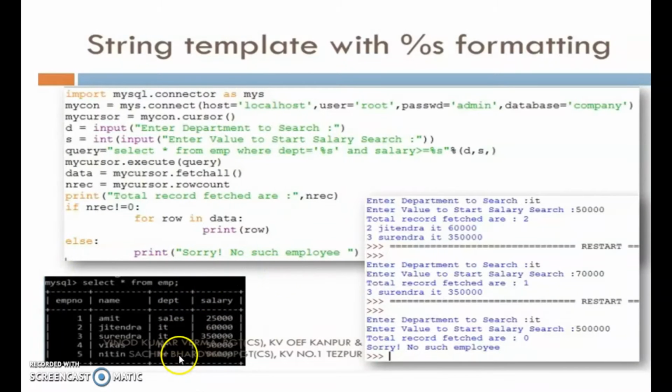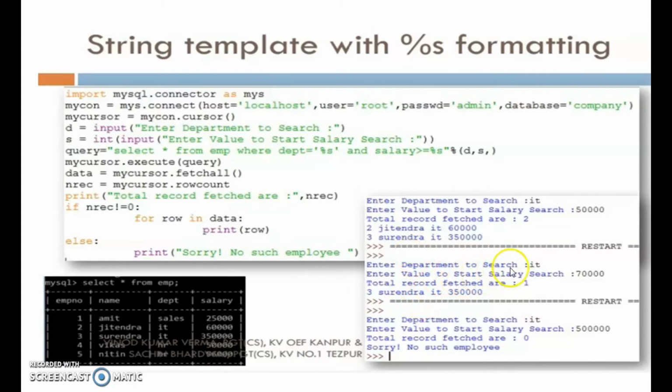So this is our database, and see what will be the output. First, enter department to search, here we are giving IT. Then enter value to start salary search, here we are giving 50,000. Then total records fetched are 2. See here, IT department, here we have 2 records for IT department. The first one shows 60,000, the second one shows 3,50,000. Then total records fetched 2, then we print the records.